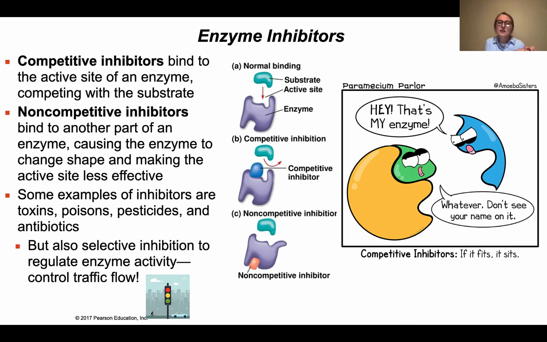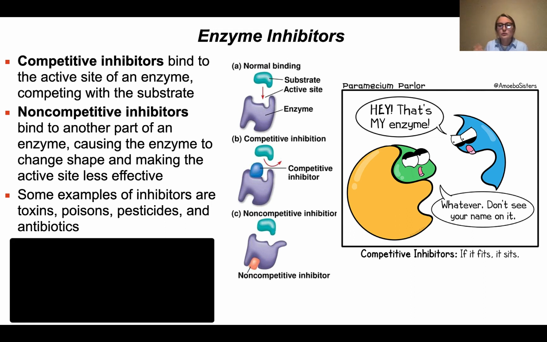We also have non-competitive inhibitors that bind to a different part of the enzyme. So this causes the enzyme to change shape. We're changing the amino acid sequence, and it's then changing the tertiary structure. It's changing its shape and making the active site less active. So it makes the active site less able to bind to its desired substrate.